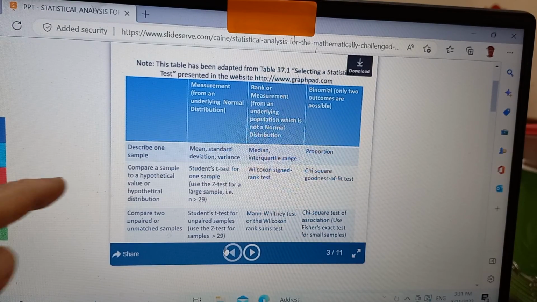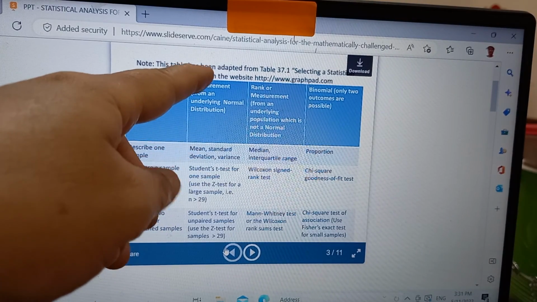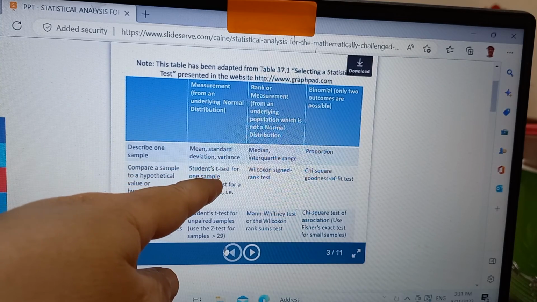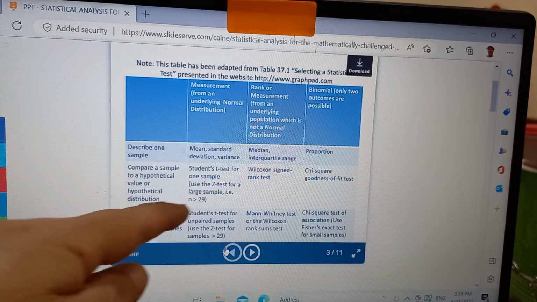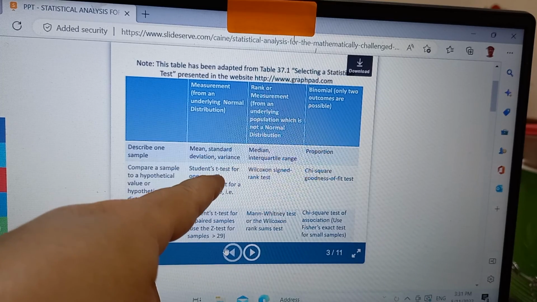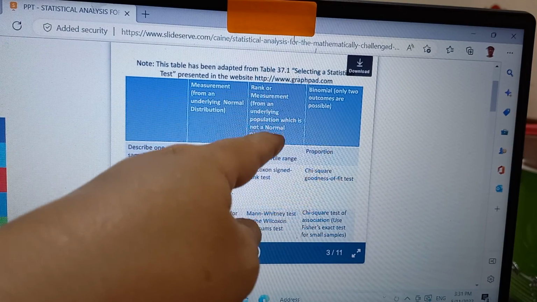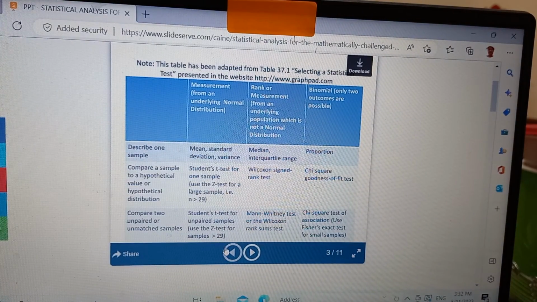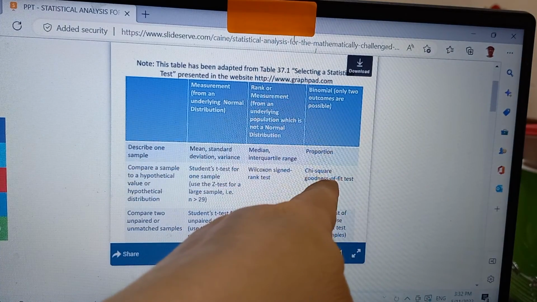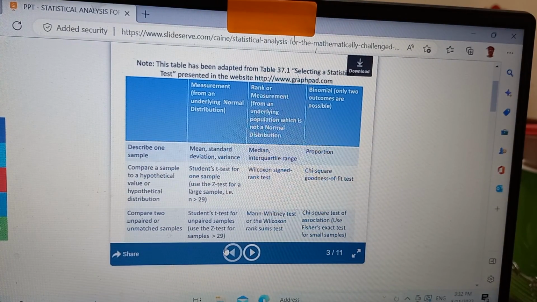If you have collected a sample and you wish to compare to a hypothetical distribution collected from an underlying population which is normally distributed, then you use the Student's t-test for one sample. Note, if the sample is greater than 29, then you use the z-test. Data collected from a distribution which is not a normal one, then you use a Wilcoxon signed rank test. Then for binomial outcomes, you can collect the data and then you can use the chi-square goodness of fit test. How well does your data from your one sample fit a hypothetical distribution?